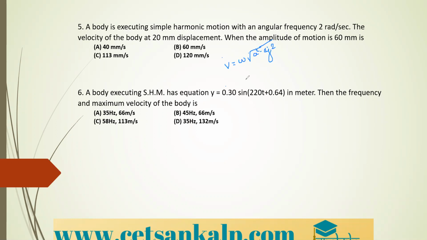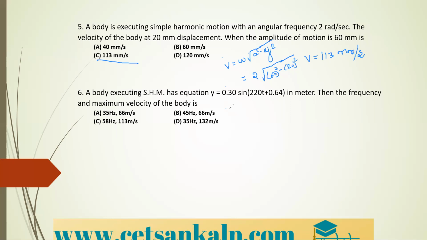This is equal to, so what is omega? Omega is 2, which they have given, that is 2 radian per second, times the square root of amplitude, how much have they given? It is 60 square minus displacement, which they have given as 20. So 60 square minus 20 square, take the root of it, multiply by 2. Therefore, the speed is equal to 113 millimeter per second. Usually we write the unit as meter per second, but here everything is given in millimeter. Therefore, it is millimeter per second. That is, option C is the correct option.